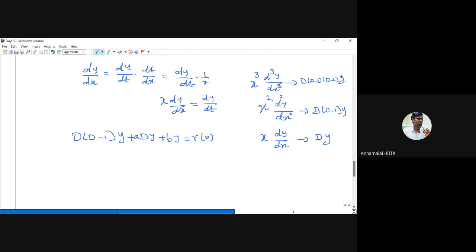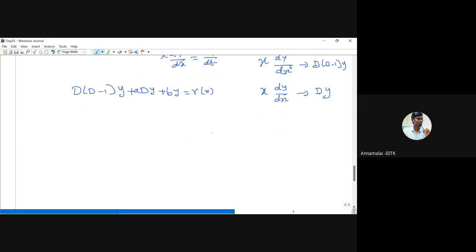Okay. So therefore, if we take this y outside and multiply D inside, we get D square minus D plus aD plus b into y equal to r of x. So anyway, we can take D outside, therefore we can write D square plus (a minus 1) D plus b into y equal to r of x. Now this is the equation with the constant coefficient. So therefore, an equation with variable coefficient reduces to an equation with constant coefficient.